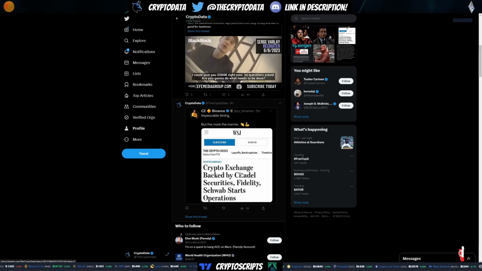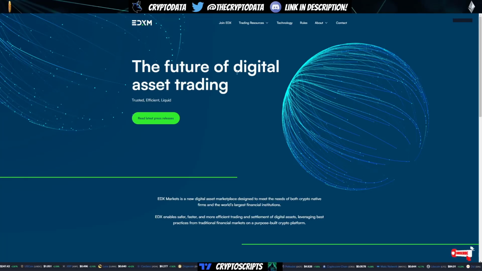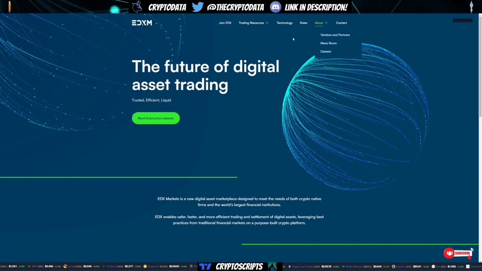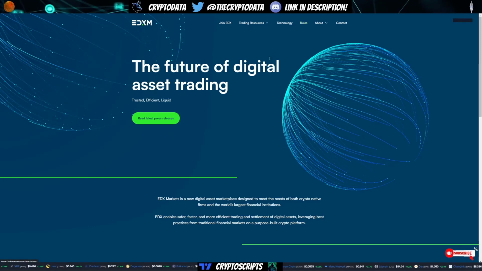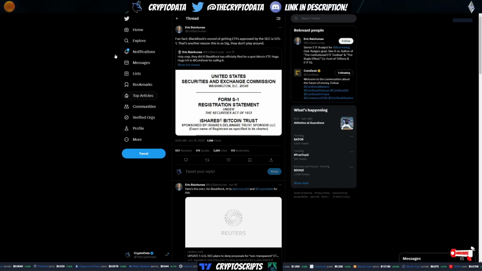And you see here, crypto exchange backed by Citadel Securities, Fidelity, Schwab starts operation. And this is the EDX market account. This is the trading website here. So it says the future of digital asset trading, and basically there's a lot of other resources here. I'll be honest, I haven't looked through all of this yet, but it just goes to show you that things are starting to take a turn to the upside for crypto, at least as more people are getting involved, and you'll start seeing more of that stock market influence, that clientele from the TradFi side start coming into crypto now. So it's going to be very interesting to see with this recent development, and again with the Bitcoin ETF and everything going on with that.